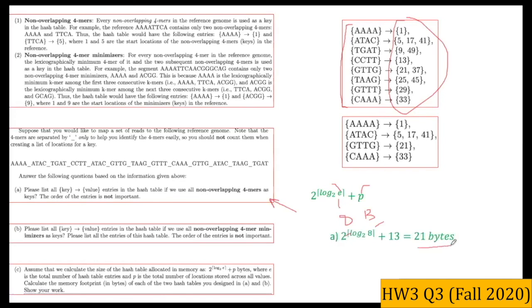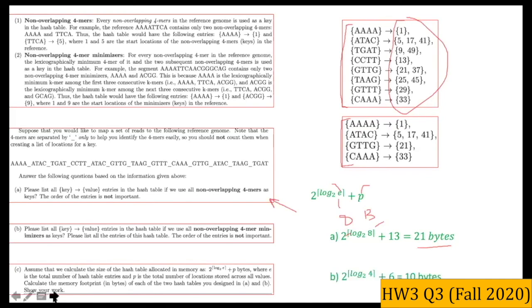So directly applying just the values. Now for the second method, which is the minimizers, how many entries do we have? We have 4, which are these. And how many locations do we have? 1, 2, 3, 4, 5, 6, 6 locations. So E will be 4 and P will be 6.